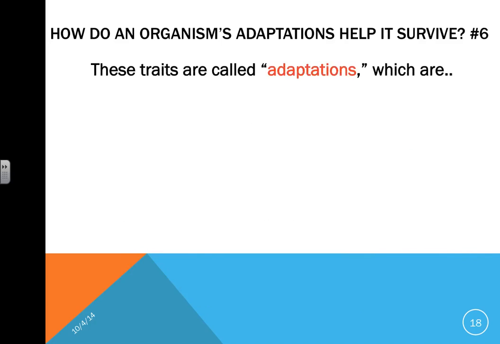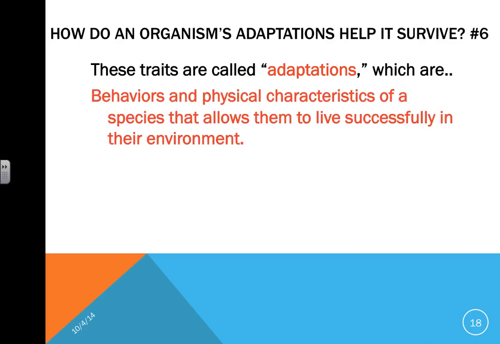So these traits are called adaptations. And notice that this is in red, so make sure it's highlighted. It is a vocabulary word. An adaptation is a behavior or a physical characteristic of a species that allows it to live successfully in the environment. So in this case, with the rattlesnakes, their adaptation is a physical characteristic, a muscle that's attached to the rattler that doesn't work very well. Therefore, they can't rattle.